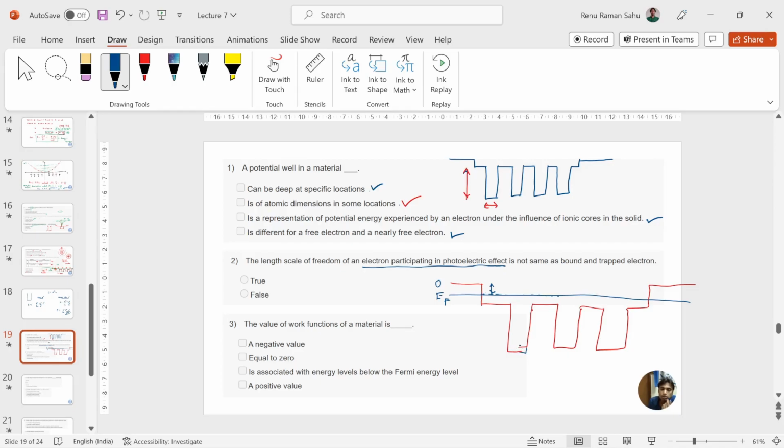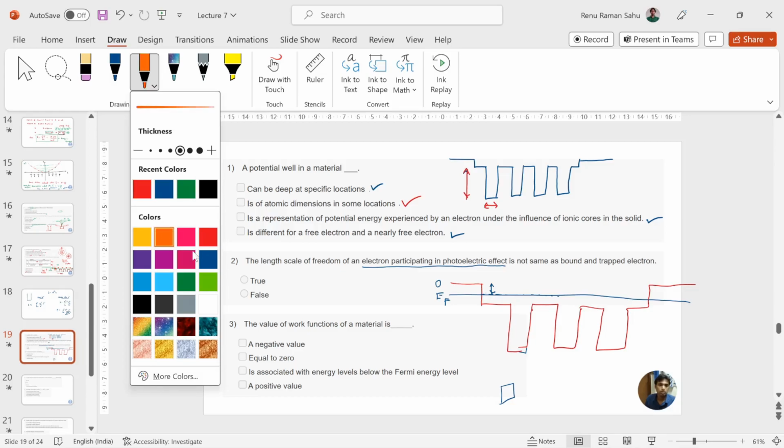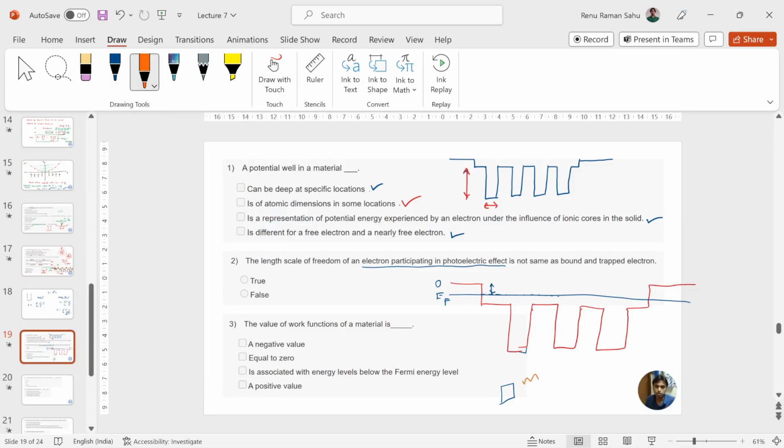When you say photoelectric effect, what do you mean by that? Okay, so photoelectric effect is an effect in which you have a metal. Let's say this is a metal. You shine some light on it.